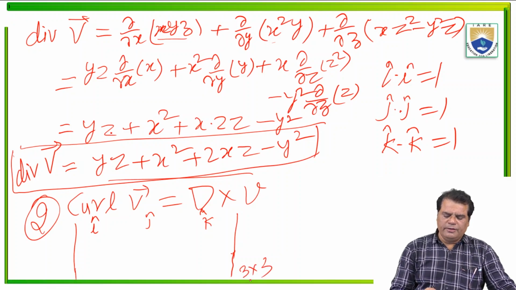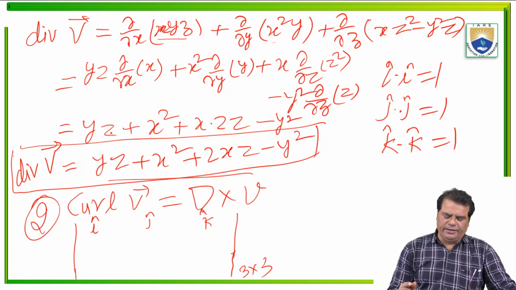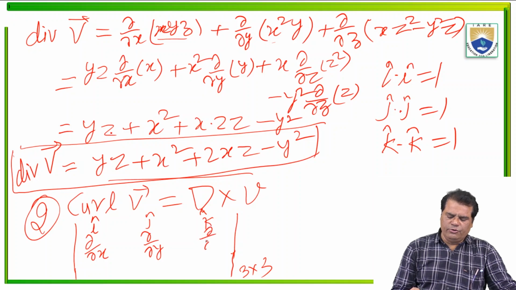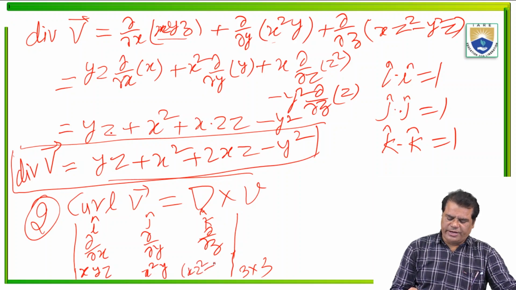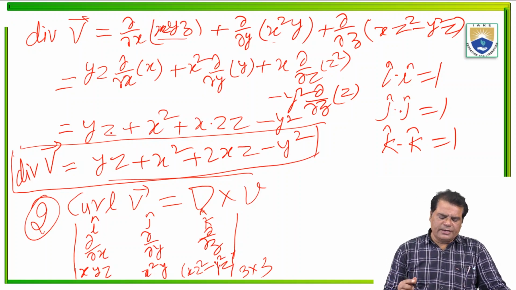3 cross 3. So here in the first row I am writing unit vectors i, j, k. In the second row I am writing ∂/∂x, ∂/∂y and ∂/∂z. And in the third row I am writing the coefficient of i, xyz. Coefficient of j, x square y. Coefficient of k, this is xz square minus y square z. After solving this, we find curl v.